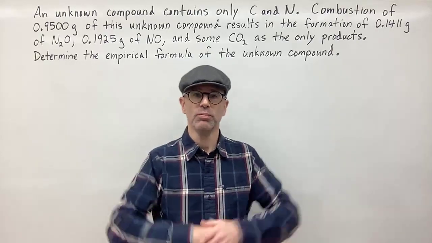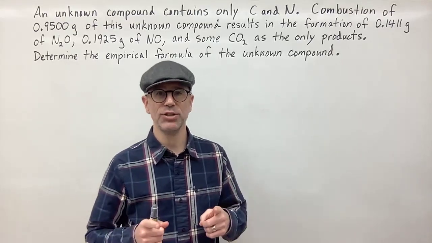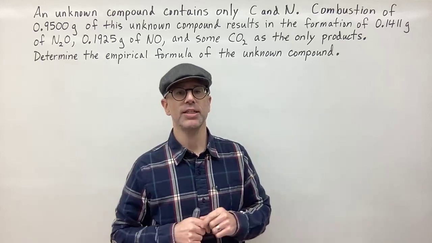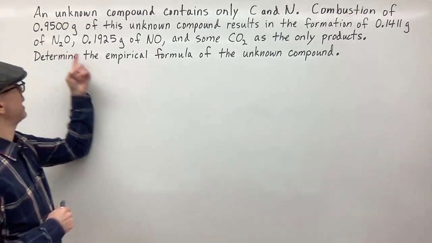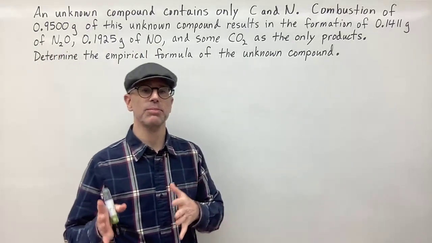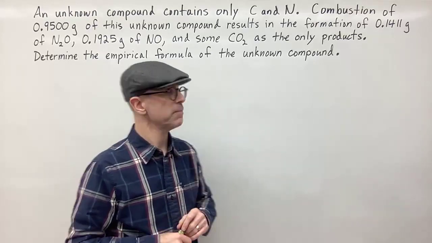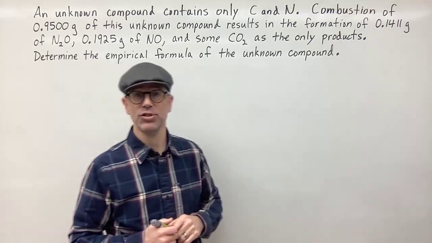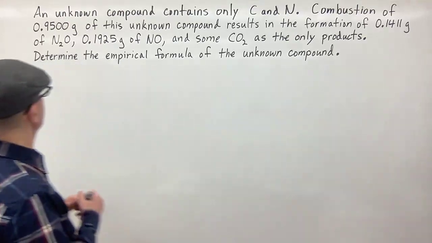Okay, so let's start with what we do know. We know that all of the nitrogen that came from our unknown compound ended up in two different products. So that's going to be NO and N2O. So what we need to do is find the grams from each of those, and determine the total grams of the nitrogen from the original sample. So let's go ahead and do that first.